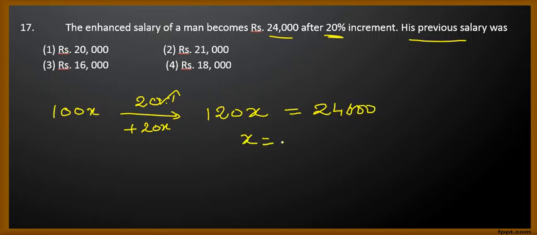So x equals 200. Now what is the question? His previous salary. What is his previous salary? 100x. So 100x is equivalent to 20,000. So the answer is option 1.